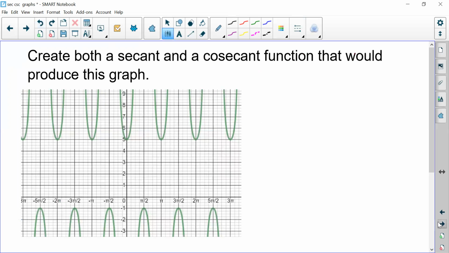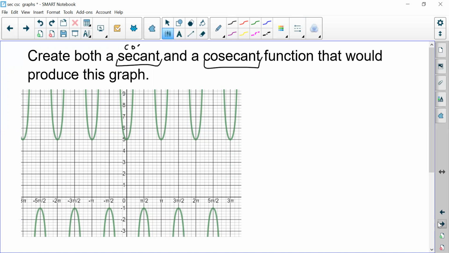Last one, the most challenging one. You want to find the secant function and the cosecant function that would represent that green graph. There's a few things different here. One, the period is different. And two, I got to do the secant and the cosecant.